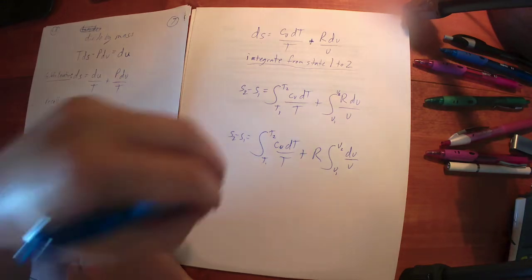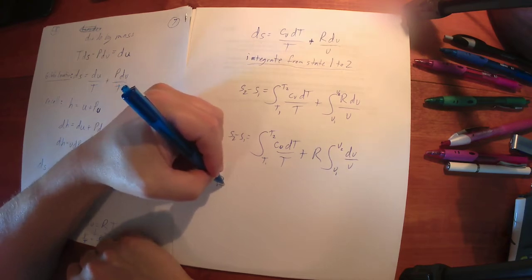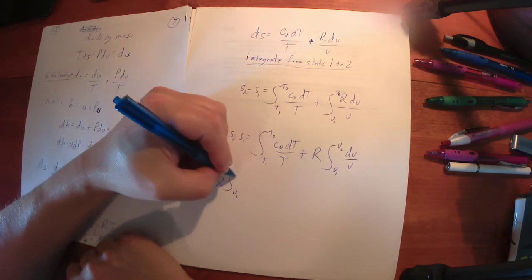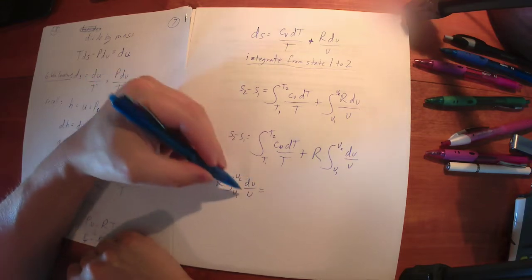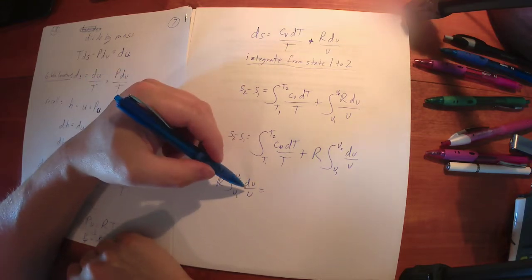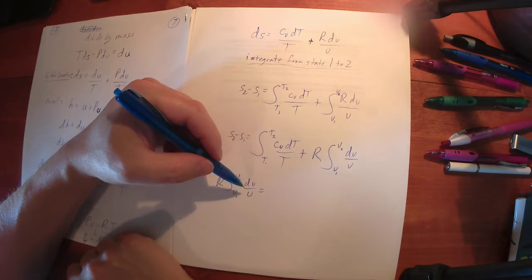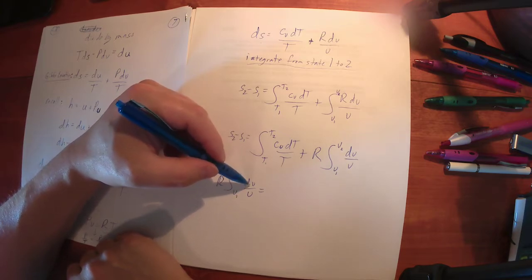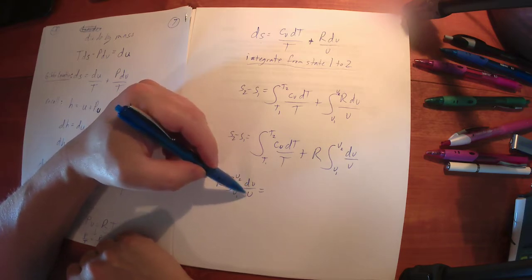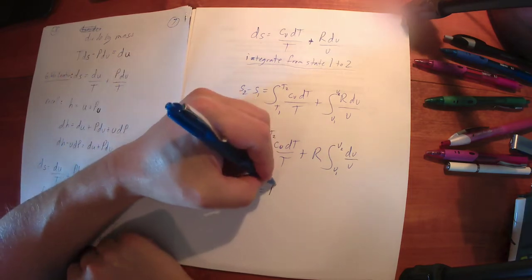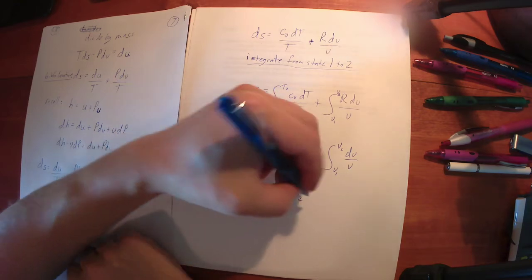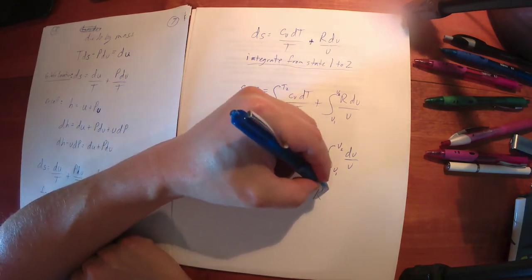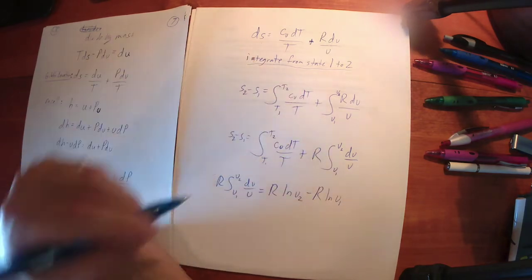Okay. So if we write that out, let's just isolate that and look at it. R times the integral from v1 to v2 of dv over v. Well, the integral of dx over x is the natural log of x. That's the antiderivative of dx over x. So this is R times the natural log of v2 minus R times the natural log of v1.